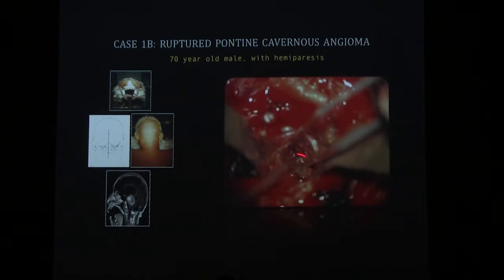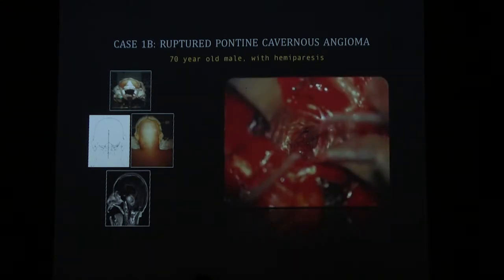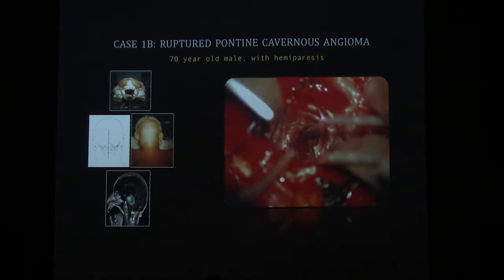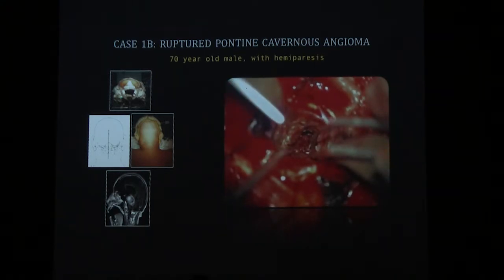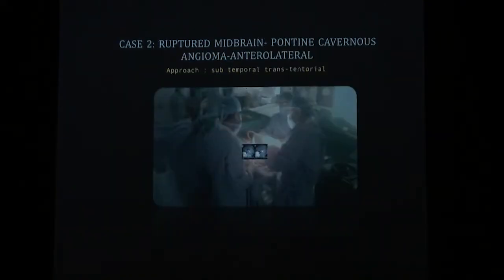And you see, this is the surgery. Everything is attached very much to the normal brain tissue, so we cannot use the former tactic. We just do piecemeal surgery with small pieces. This is a ruptured midbrain-pontine cavernous angioma. We do an anterolateral, subtemporal, transtentorial approach for this patient.